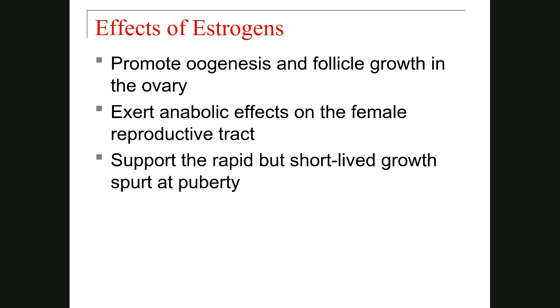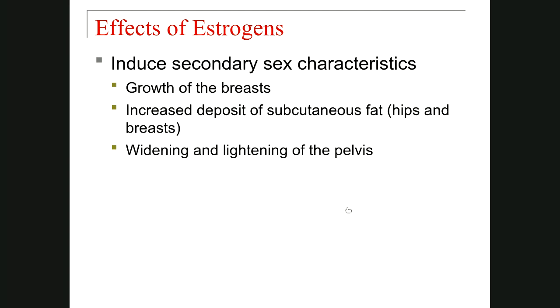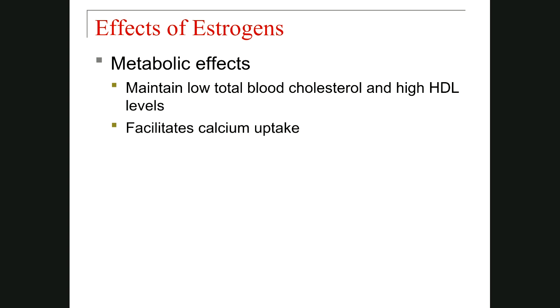Estrogen has different effects in the female. It can promote oogenesis and follicle growth in the ovary. It can exert an anabolic effect on the female reproductive tract, and it can support the rapid but short-lived growth spurt at the time of puberty. It can induce secondary sexual characteristics like growing of the breast, increased deposit of subcutaneous fat in the hips and breast, widening and lightening of the pelvic cavity, the pelvis, sorry.